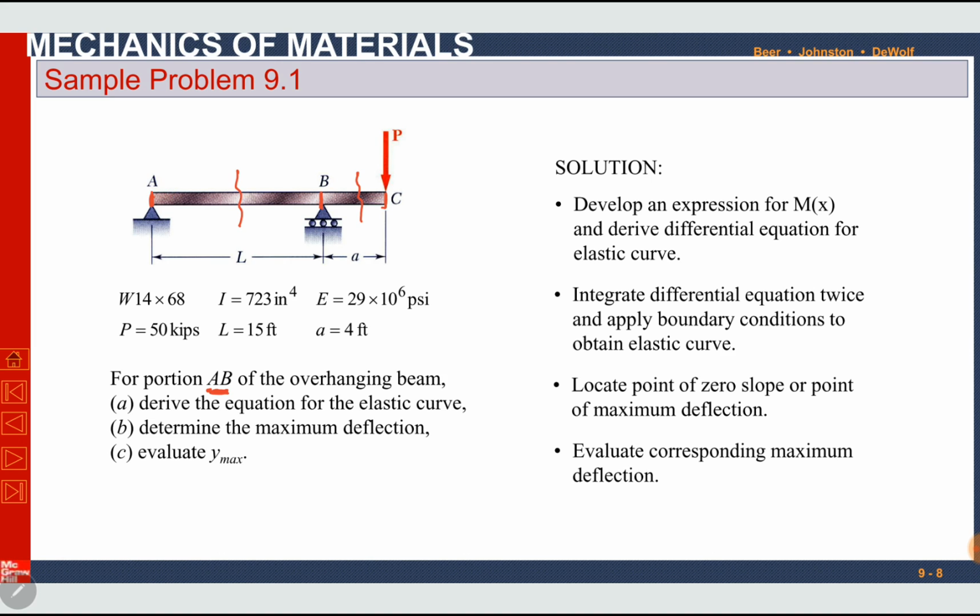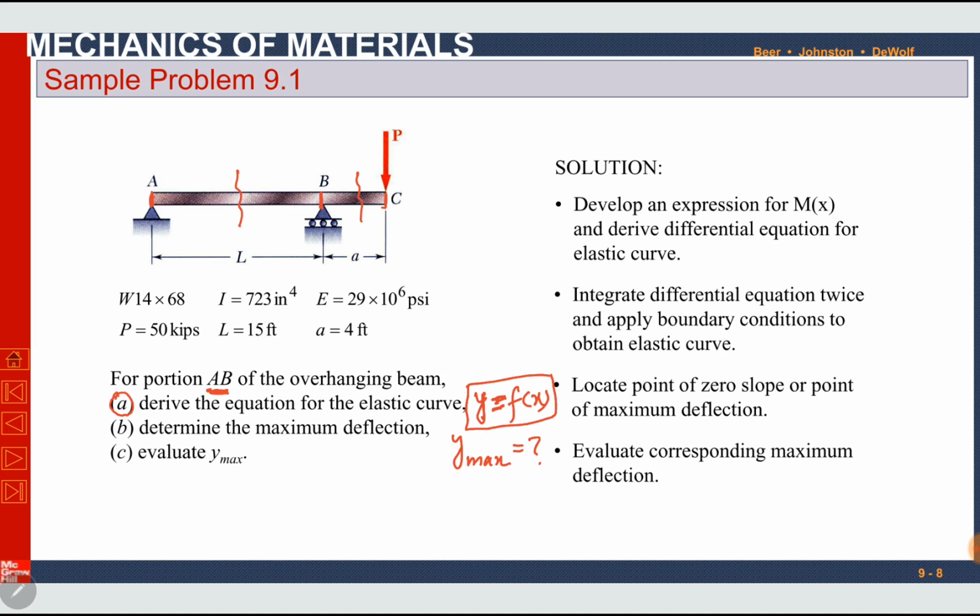For the portion AB of the overhanging beam, derive the equation of elastic curve. For part A, we are asked to derive an expression of y as a function of x, the equation of elastic curve. Whenever it is asked to derive the equation of elastic curve, we have to derive an expression of this form. In part B, determine the maximum deflection, y maximum.